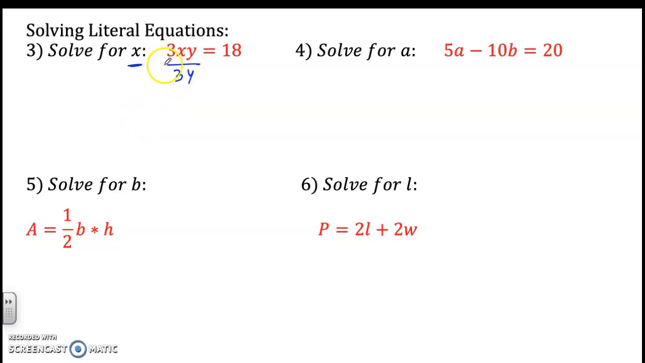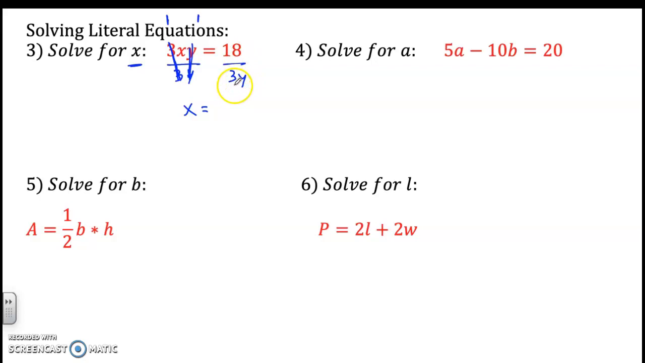Alright? So the 3 is multiplying the X, is multiplying the Y. Because all of them are multiplying, if I want to cancel something, I have to divide. One side, I divide in the other side. Look at the left side. 3 divided by 3, cancels, I get 1. Y divided by Y, cancels, I get 1. What's left? 1 times X times 1, which is X. So if I want to cancel something that is multiplying, I divide by the same thing.